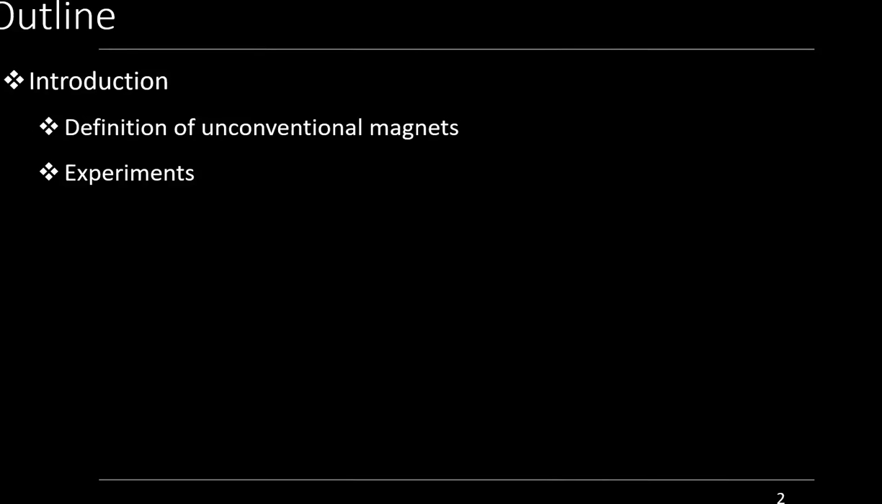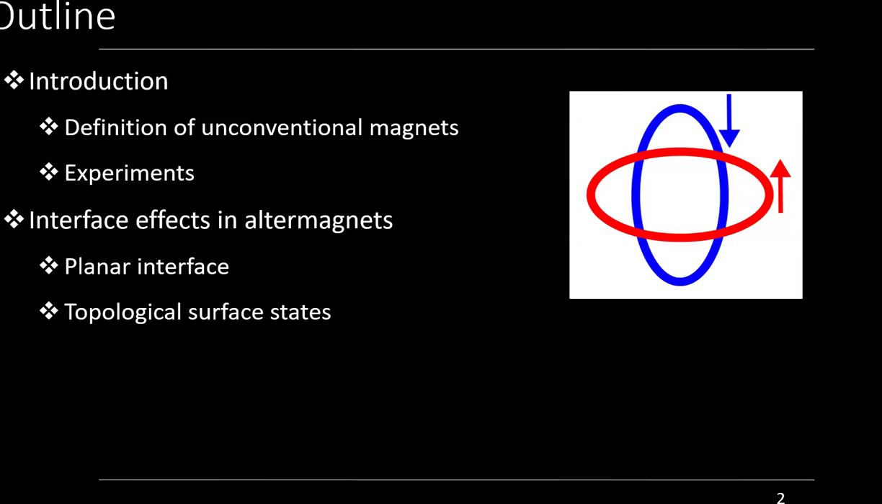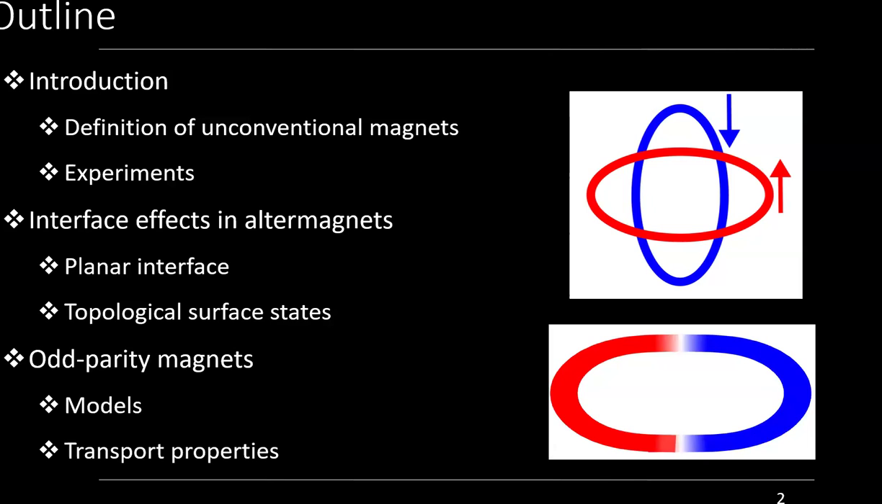...such model classes realized. Then I will move to the p-wave effects in other magnets as an example of their unconventional properties. And in the final part, I will discuss another type of unconventional magnets, namely odd-parity or p-wave magnets. So I will start from a very low level.